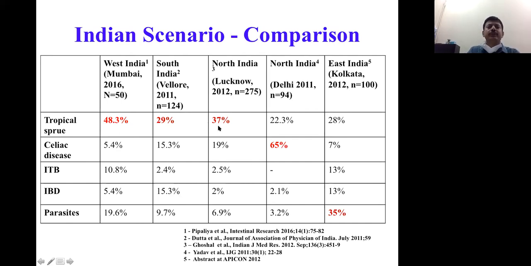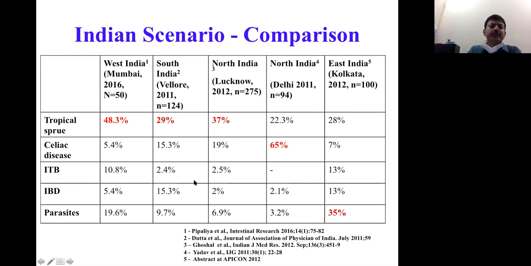So apart from tropical sprue and celiac disease, we have tuberculosis, inflammatory bowel disease, which is an emerging and upcoming cause. We are seeing more and more cases of IBD, and it is emerging as an important cause of malabsorption. In fact, from the CMC data, about 15% of cases of malabsorption actually were IBD.